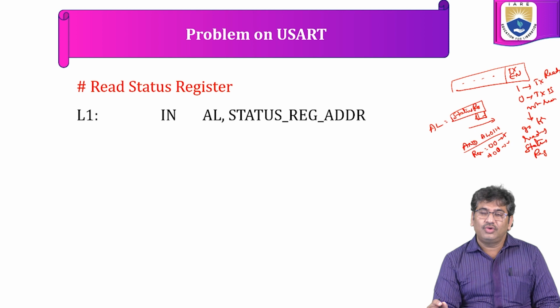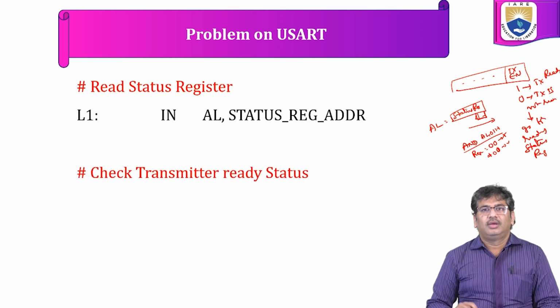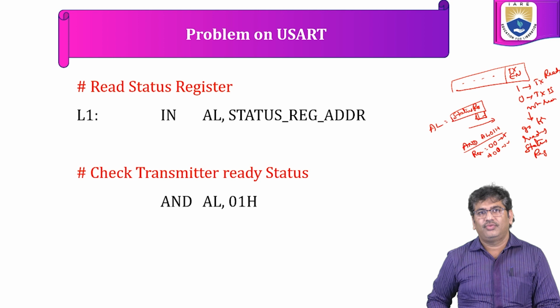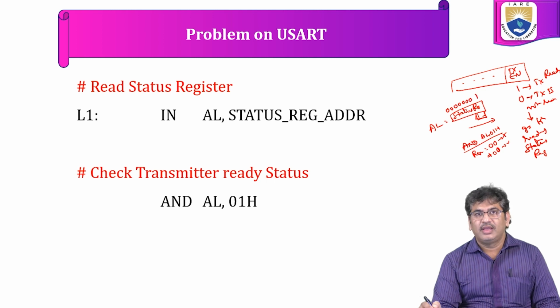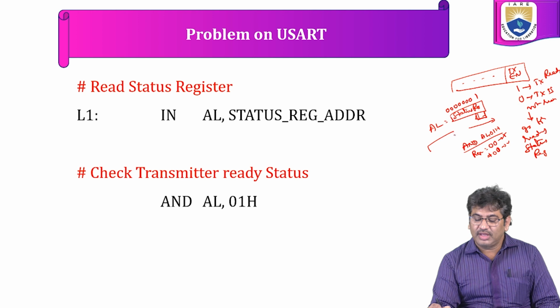The other thing you can do is shift the contents towards the right side by 1 bit. For checking the transmitter ready status, the AL contents will be ANDed with 01H for checking only the LSB. So the remaining bits will become 0000 0001. When you AND any bit with 0, it is going to return a 0 value.